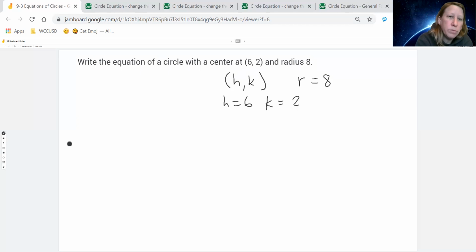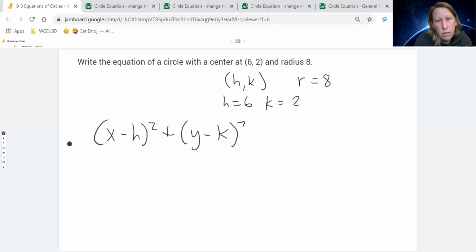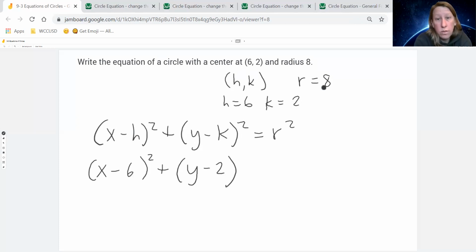So I'm going to write my formula. x minus h squared plus y minus k squared equals r squared. I have the x and the y in the parentheses, and the squares are going to stay here and here. Then I'm just going to change out these values. So this is going to become x minus 6, this is going to become y minus 2, and this is going to become 8.